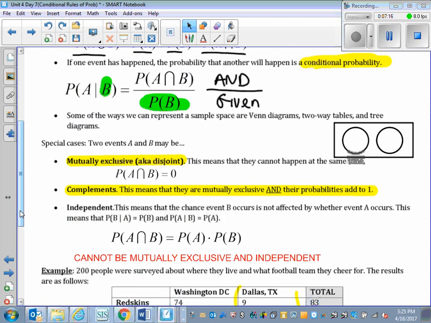Mutually exclusive is the same as disjoint. Yes, things are mutually exclusive. They cannot happen at the same time. And the probability of A and B is equal to 0, which means it's disjoint. If A and B is not equal to 0, they are not disjoint. Complements, they have to be mutually exclusive, and the probabilities add up to 1. I'm pretty sure that's going to come up on your quiz and test.